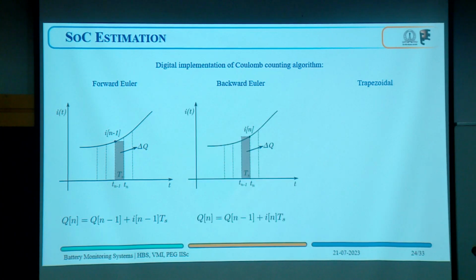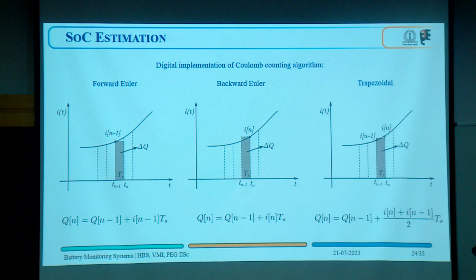Similarly, backward Euler is like, in order to predict the charge at the nth time step, we have to use the current at that time step only. So here you can see the error that can come in, like one place we will overestimate, one place we will underestimate, but in order to get a fair approximation, we can use the trapezoidal algorithm, where we use both the current as well as the past samples to perform the charge estimation. So this is at the nth instant.